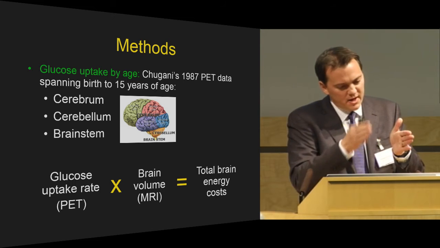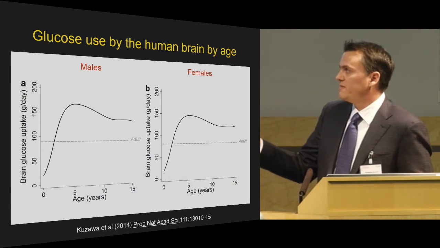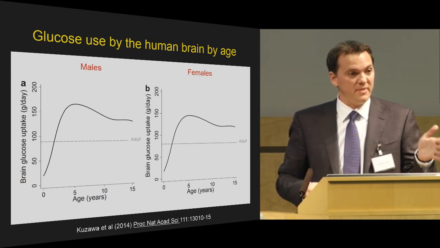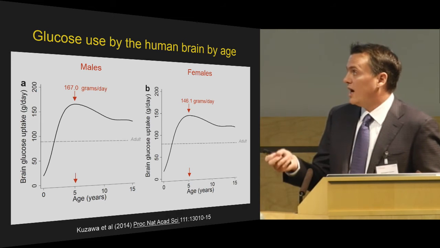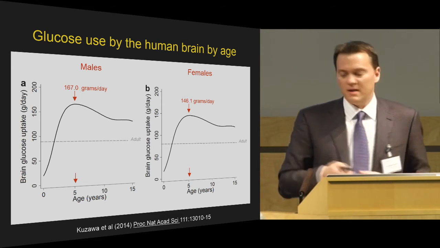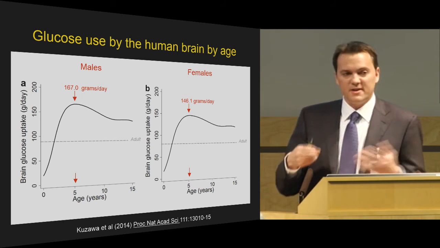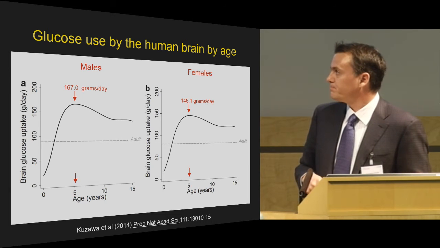You do that for each age, right? And this is what you get. So this is what it looks like. Now, we ended at 15 years of age because that was the last PET data. And I've got the adult level down here. Now, grams of glucose per day is peaking out at about 5 years of age. There's about a 10% difference here. That's because males are about 10% larger, both their bodies and brains. So that's all that's going on there.